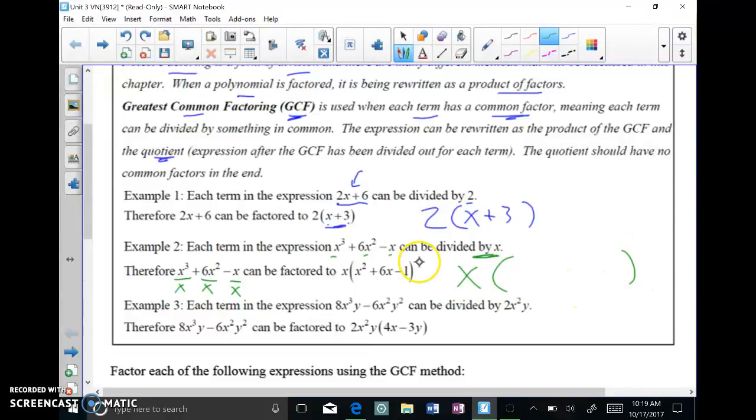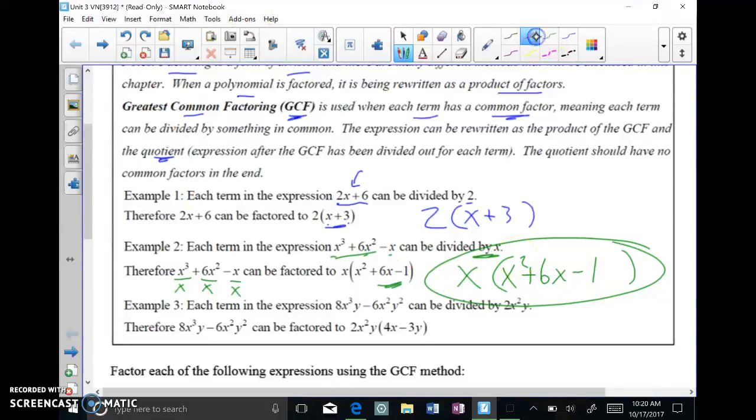What's left over? Well, when I divide x from x to the third, remember we subtract our exponents here, we're left with x squared. When I divide it from 6x squared, it's just 6x to the first. And then x divided by itself, anything divided by itself is 1. So this is the answer. That's what it factors to. This expression factors to that.